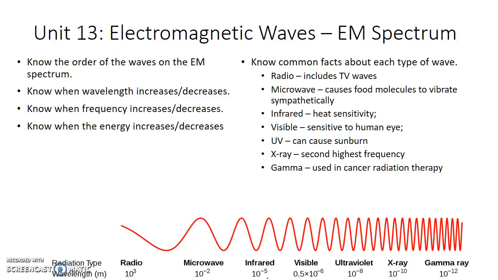So radio includes TV waves. A microwave causes food molecules to vibrate sympathetically. Infrared is heat sensitivity. Visible, which is sensitive to the human eye. UV can cause sunburn. X-rays, which is second highest frequency. And then you also have gamma rays, which is used in cancer radiation therapy. So again, there's the radio type wavelength below. That kind of helps with the different concepts between the different frequency and wavelengths.